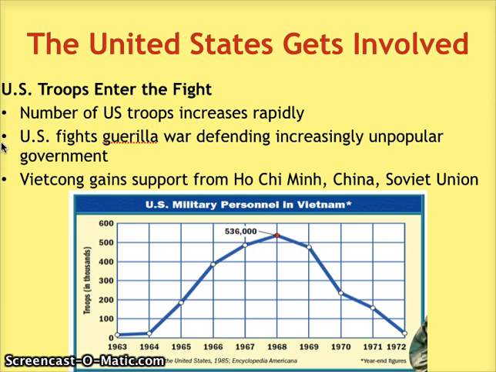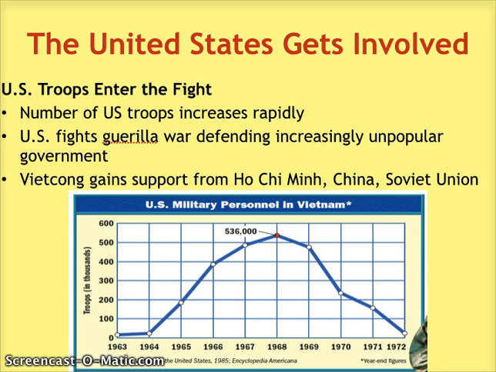But the US is faced with some problems. First of all, they are fighting a guerrilla war. A guerrilla war is where you hide and surprise attack the enemy. And they're fighting it in a land that they didn't know. The US is not familiar with the jungles of Vietnam. The second thing is that the US is defending a dictator in the South who is growing unpopular. The people don't like Diem.